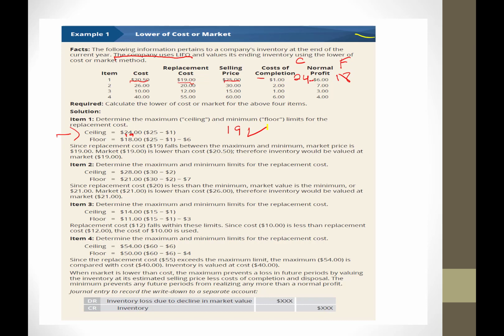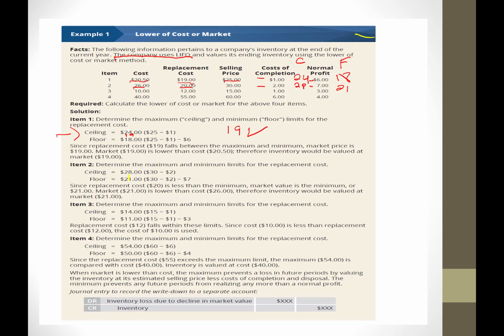Okay. Want to do another one? Okay. So I have what? I have cost of 26. I have potential replacement cost of 20, but I got to look at that replacement cost to make sure it's not over the ceiling, it's not below the floor, right? So they give me selling price minus cost to complete is $2. That gives me a ceiling of what, 28? I subtract a normal profit, that gives me a floor of 21.